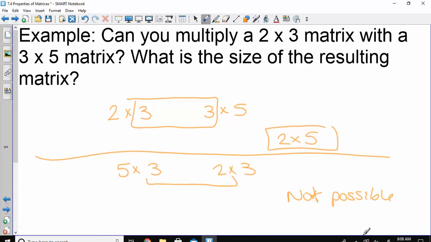Okay, so for the rest of the day today, we are just going to be multiplying some matrices. We'll do a few examples, and then I'll give you time to work on your own.